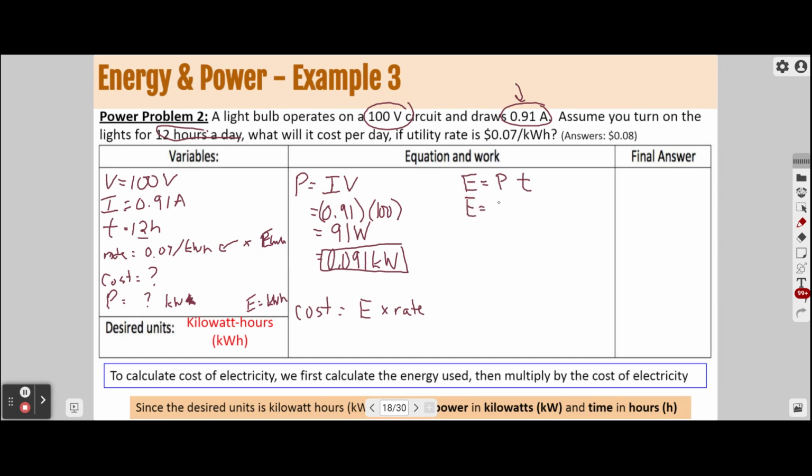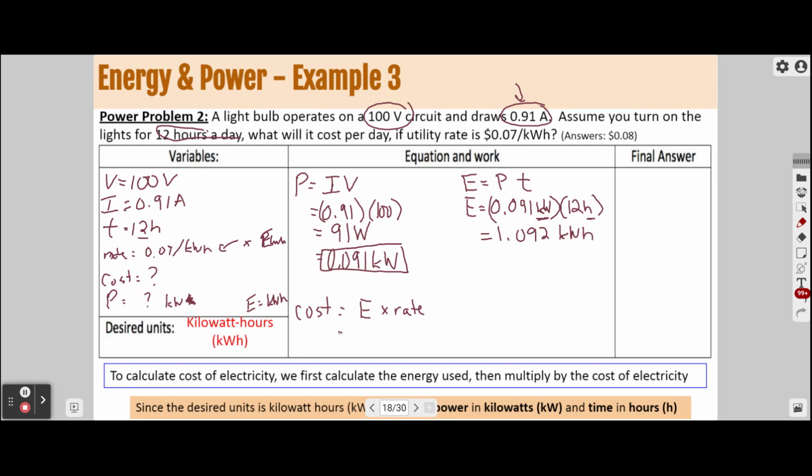All right, once we have our power in kilowatts, we can put that into our energy equation. So power is 0.091 kilowatts times our time, which is 12 hours. And we want our time in hours, so when we multiply our kilowatts by hours, we get kilowatt hours. And that gives us 1.092 kilowatt hours.